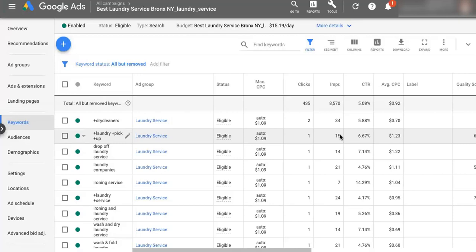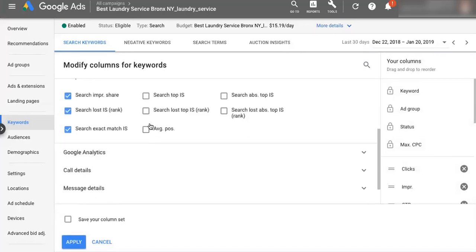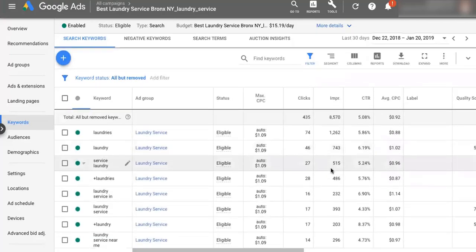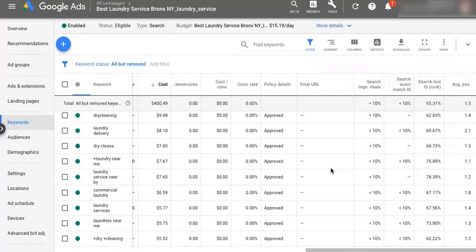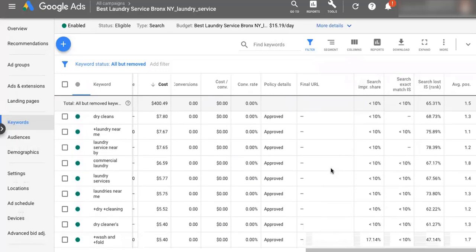But like the average position, you might be in average position. Actually, let's go and show it. Click on columns again, competitive metrics, modify columns, competitive metrics. It'll be average position is there. There we go. And apply that. So scroll to the right. We'll just look at the average position for, okay, quite high actually. That's interesting.